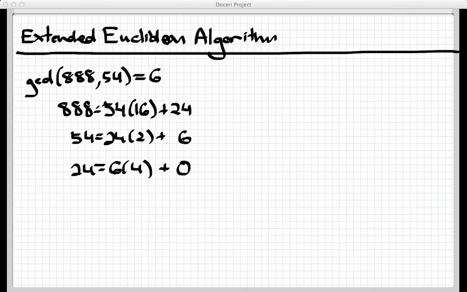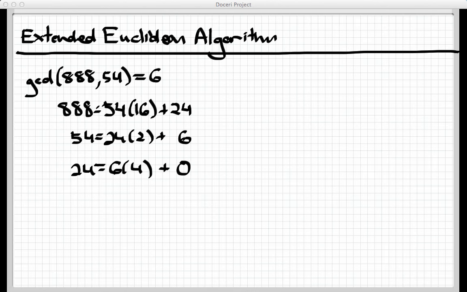Here on the screen I have the results of the first calculation we did in that video, where we used the Euclidean algorithm to calculate the GCD of 888 and 54. That turned out to be 6, and importantly I want to look at the steps here. We started off by dividing 54 into 888 and found that it went 16 times with a remainder of 24.